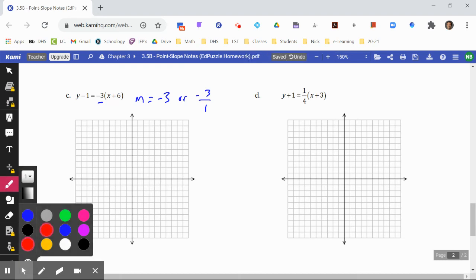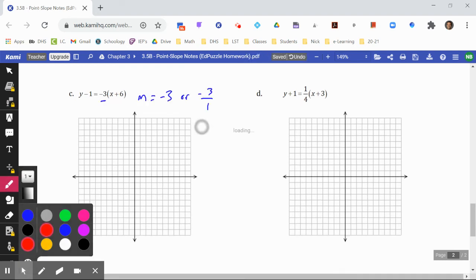And now for my point, again, my point is an x comma y. So I see x plus 6. Again, that's not written in the correct form. It has to be x minus my x1. So minus a negative will give me that positive. So really, this is a -6 for my x value here. And then for my y, y minus 1, so my y value is +1. All right, so now I'm ready to plot the point here of -6 comma 1.